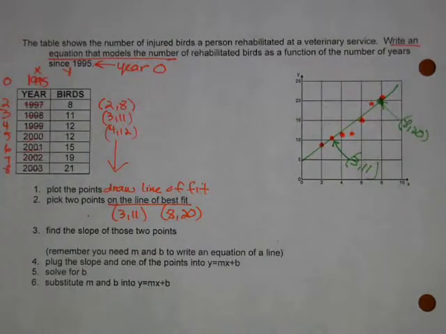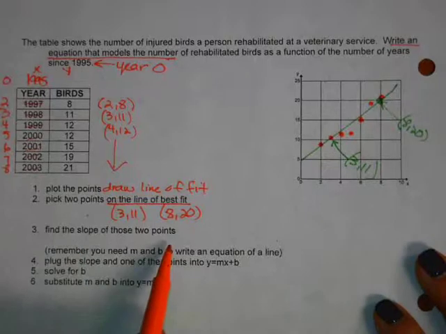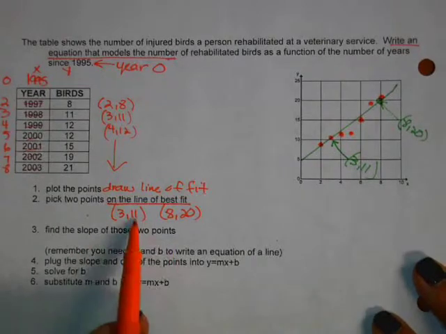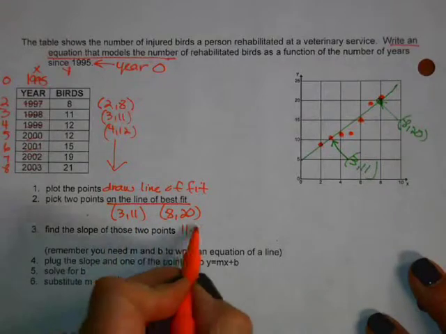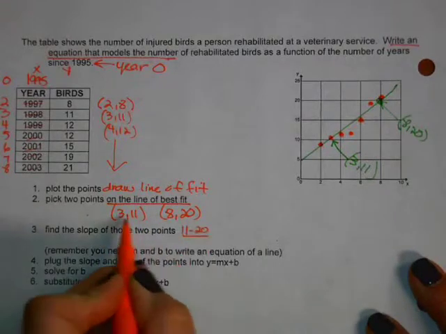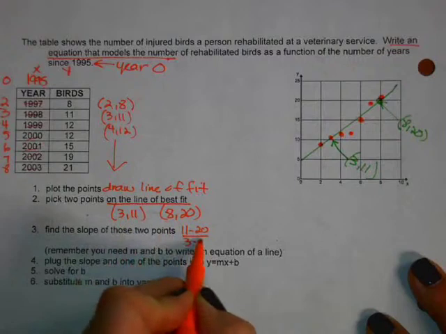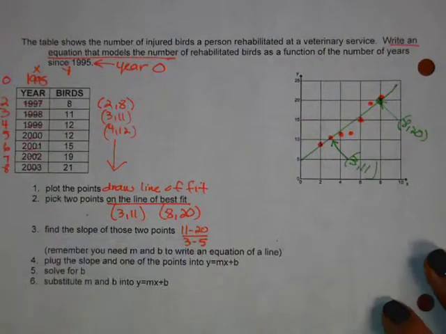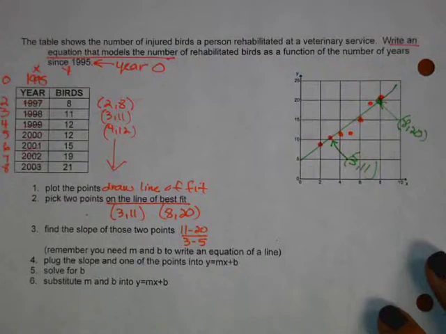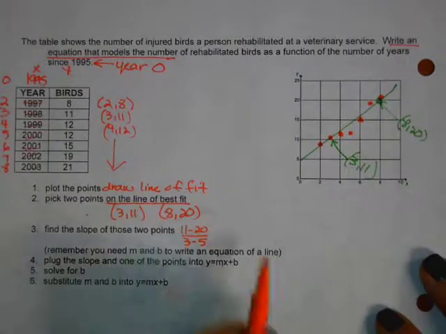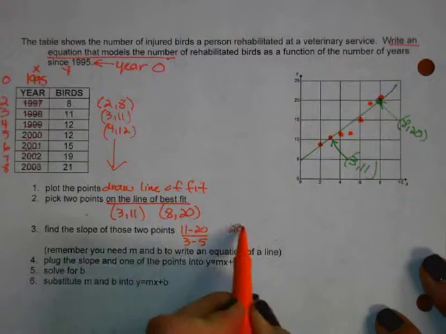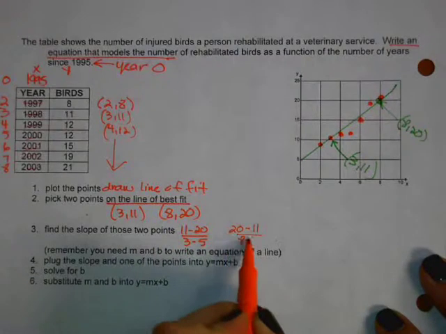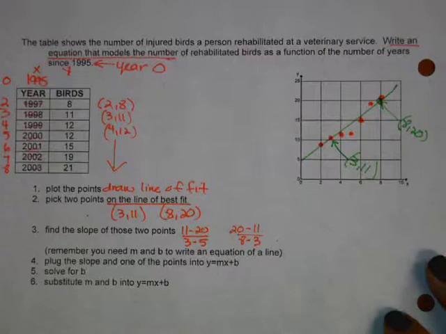Find the slope of those 2 points. That means I go change in y, so I'm going to do 11 minus 20 over change in x, 3 minus 5. I'm going to have a nasty fraction. It doesn't matter. We can do it either way. I'm just subtracting my y's, or I can do 20 minus 11 over 8 minus 3. You get the same answer.